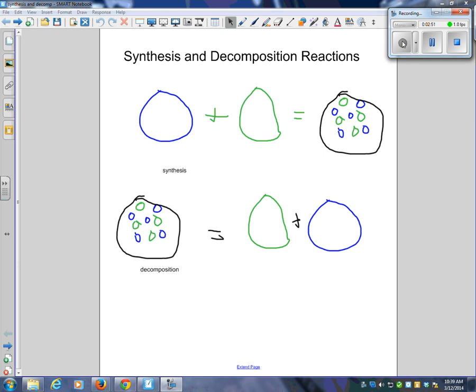So, the synthesis reaction, you got a purple ball plus a green ball, and you mix them together and you get a big purple and green ball. It's purple with green polka dots. Could it also be green with purple polka dots? Yeah. Sure. They just had to pick one, right? Maybe there's twice as much purple as there is green.